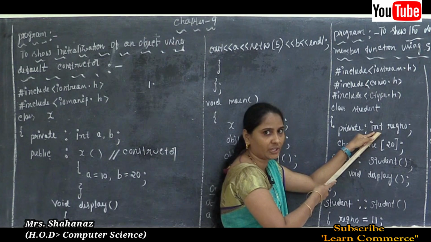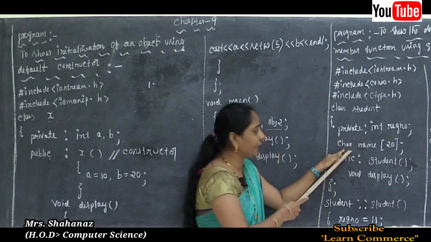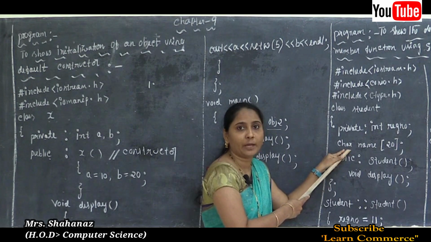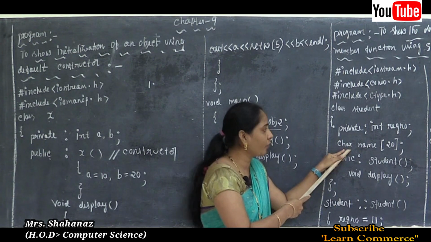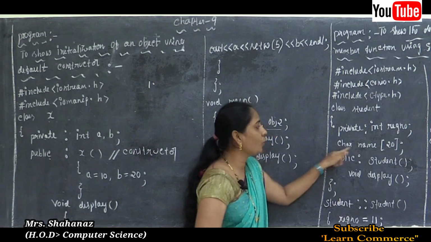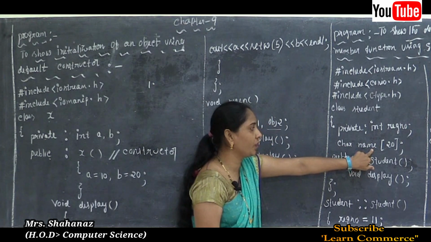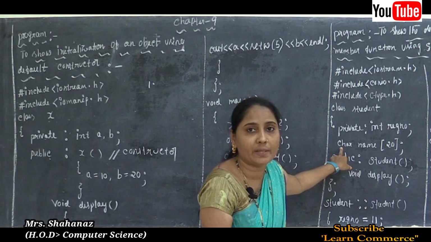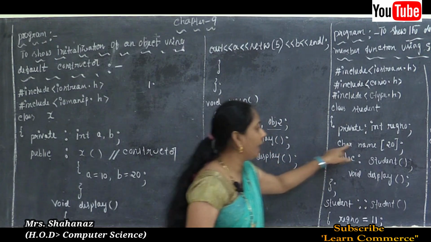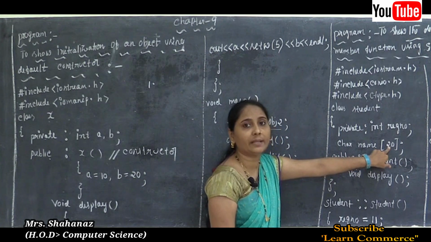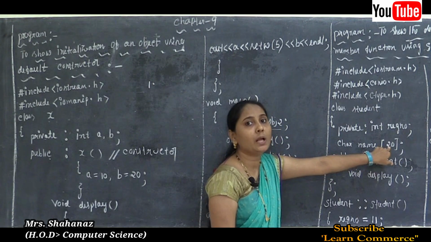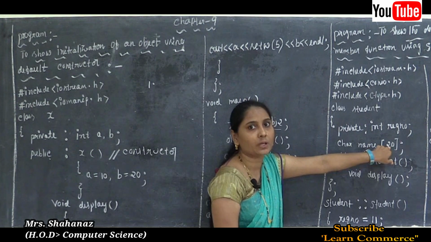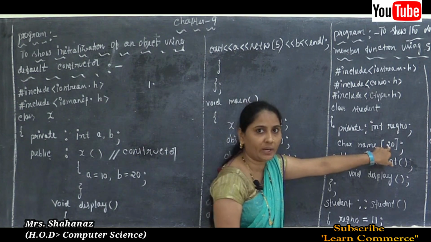Okay, int register number semicolon. The second member data of the class Student is char name. That means the name of the student that I want to enter. Here we need to use the data type char, the character. Why? Because the student name is not just one letter, it is a group of characters we need to give the name to the student.